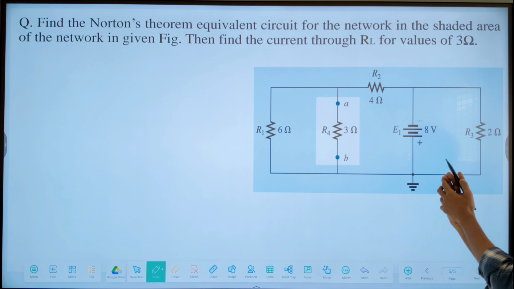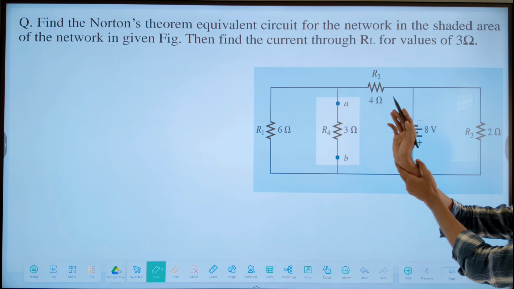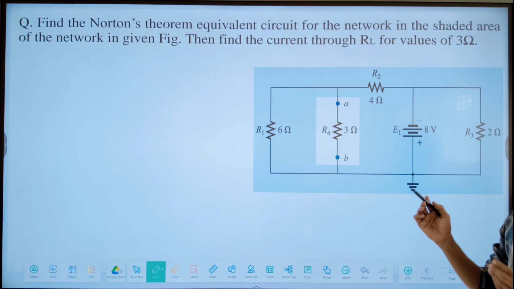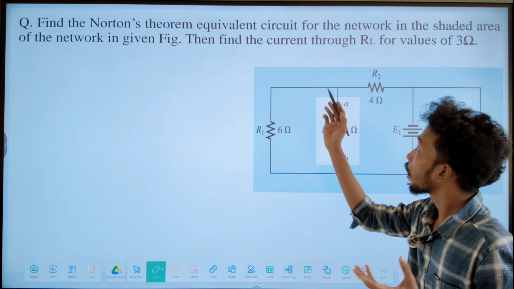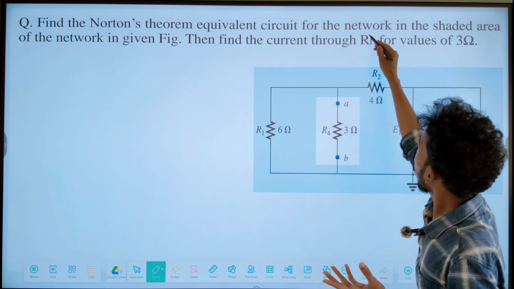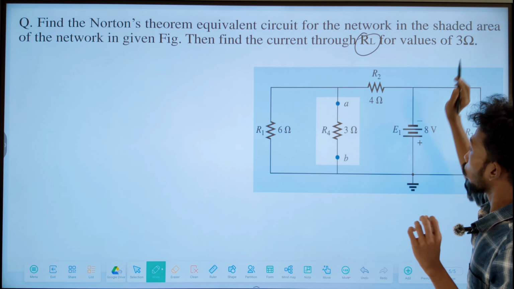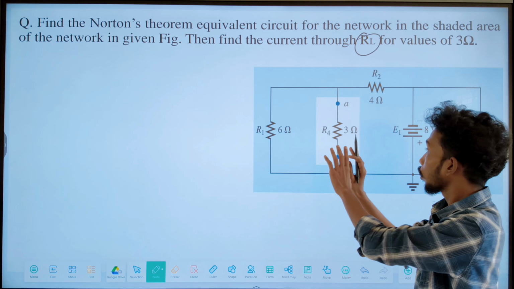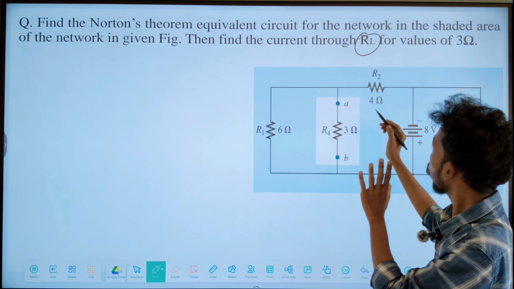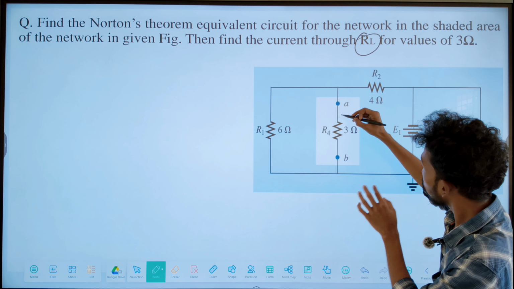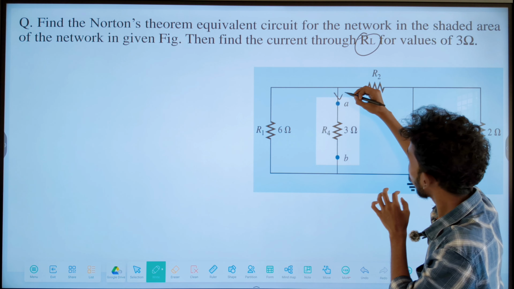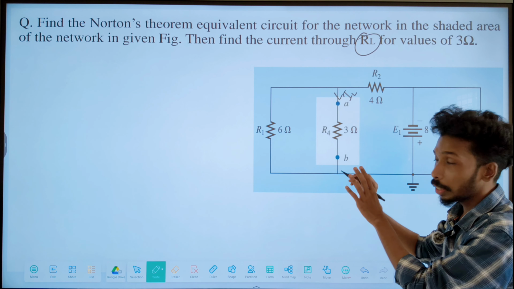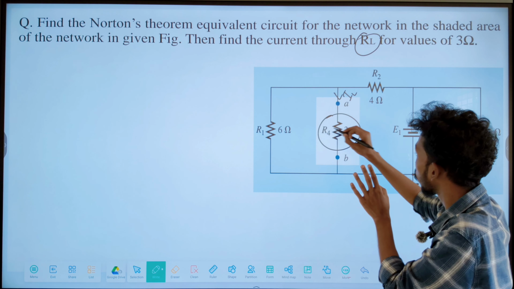In this numerical, they are asking to find a Norton theorem equivalent circuit for the network in the shaded area of the network in the given figure, then find the current through load resistor RL for a value of 3 ohm. Means they have given a figure and are asking to find out what is the current flowing through the 3 ohm resistor. So this is our 3 ohm resistor. They are asking to find out what is the IL value in this 3 ohm resistor. So we can simply say that this 3 ohm is our load resistor.